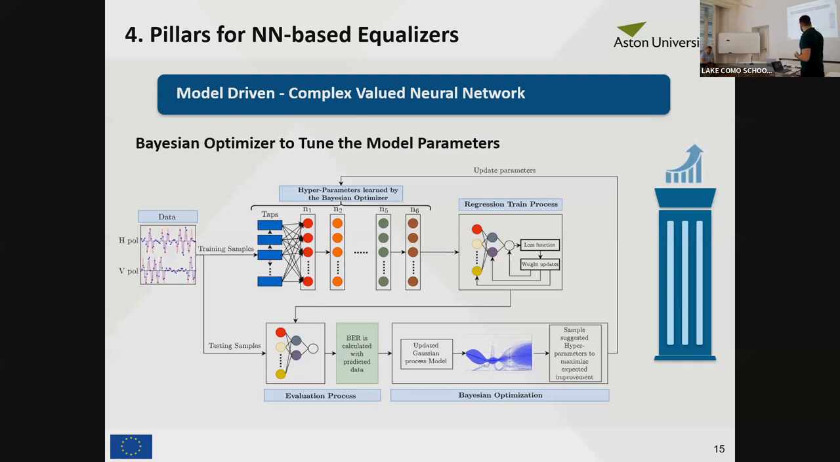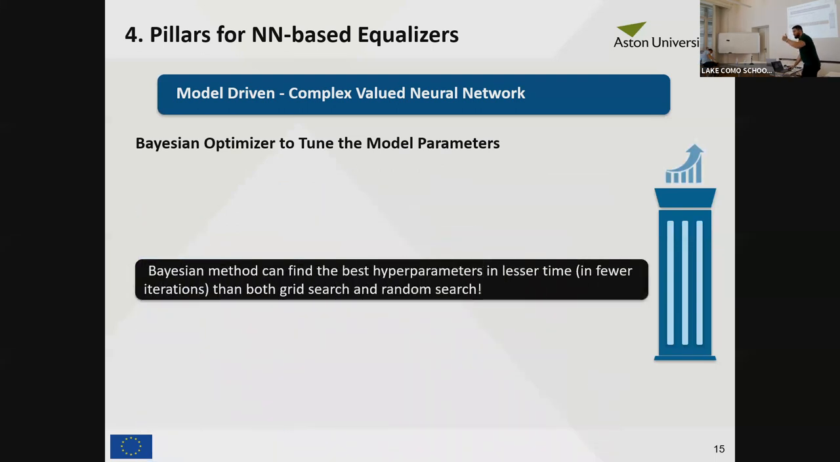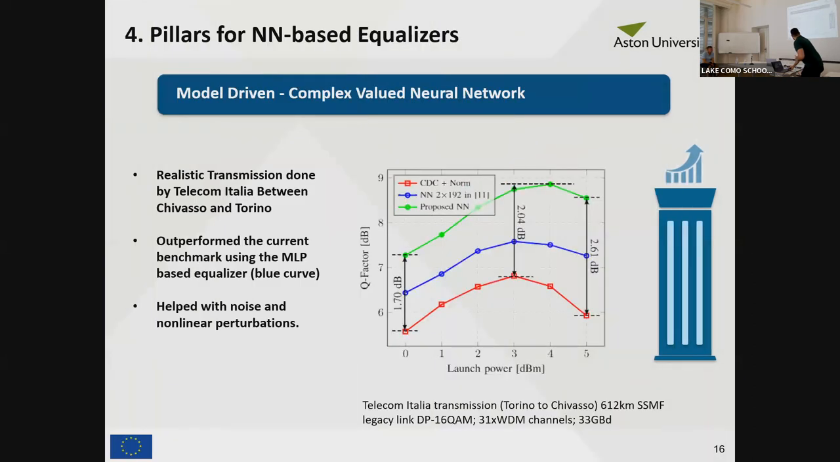The other solutions are random search, grid search, but this is much more computationally complex. Okay, so please use a Bayesian optimizer in your solutions.